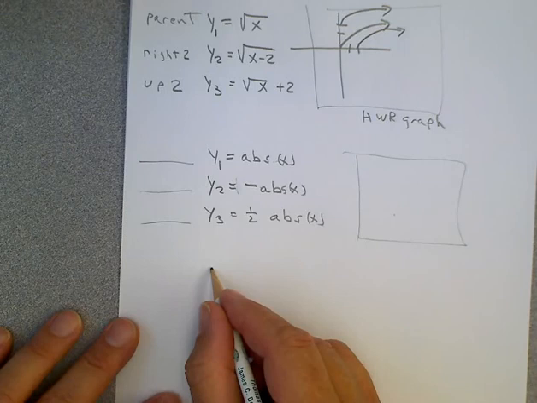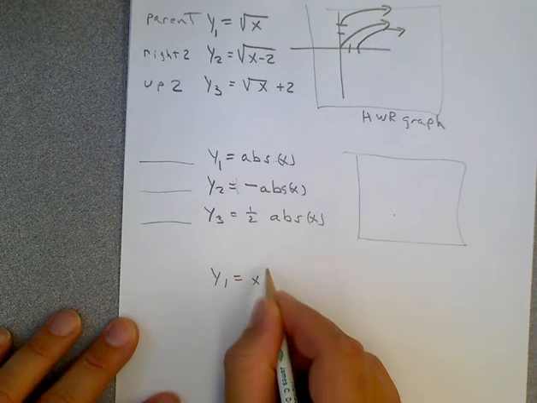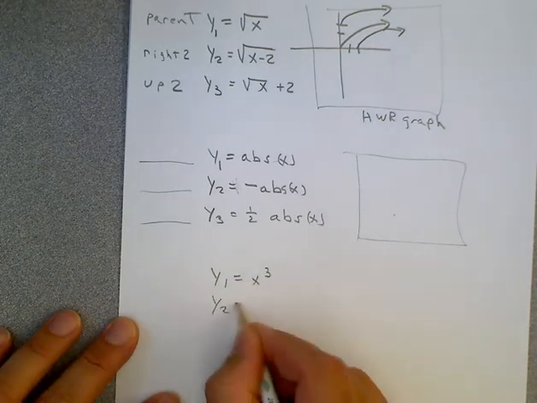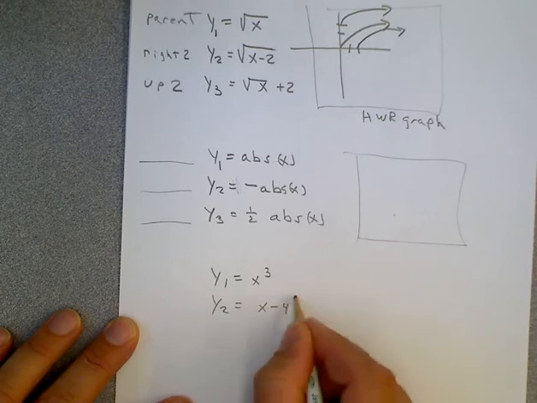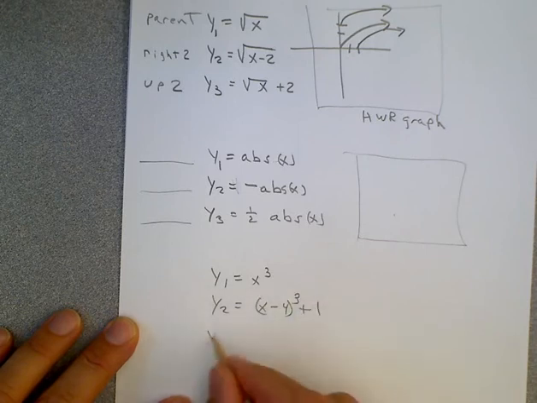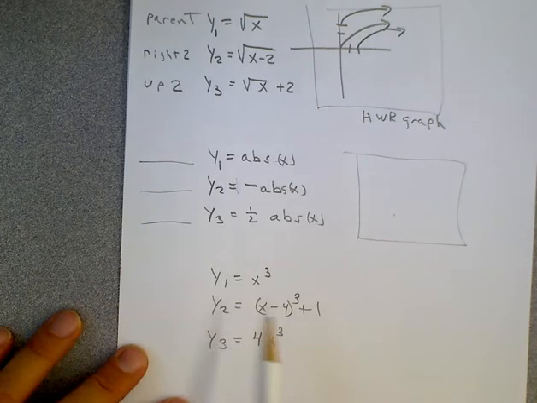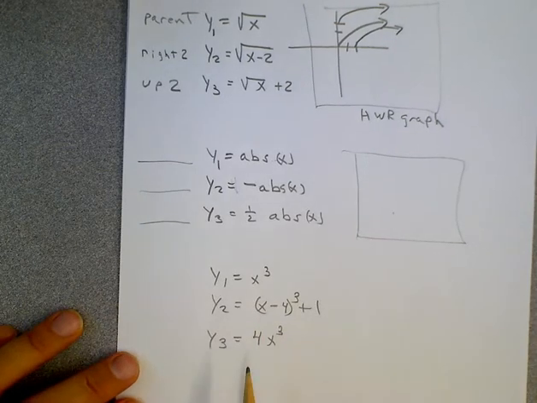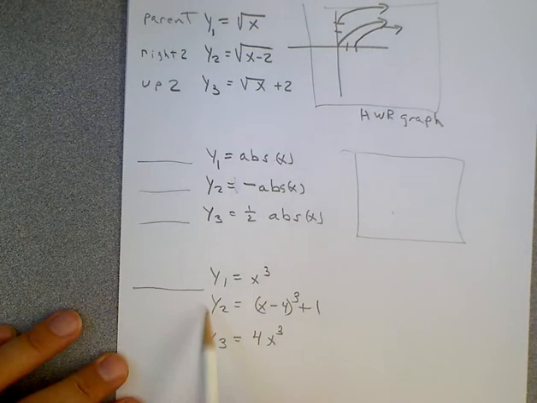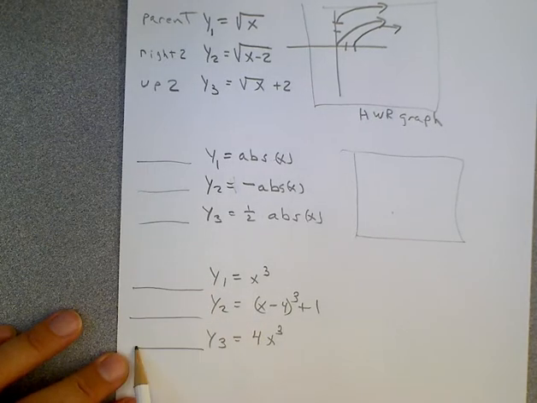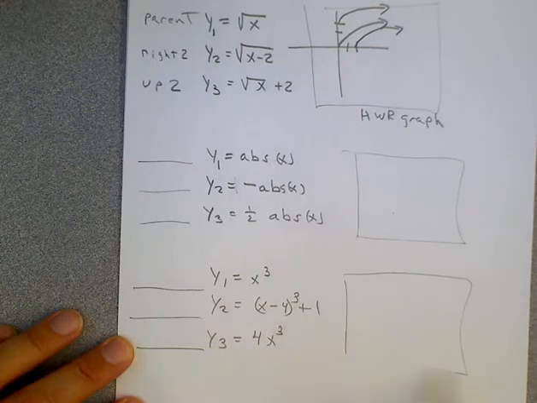Next, y1 equals x cubed. y2 equals x minus 4 cubed plus 1. y3 equals 4x to the third. And before you put these in your HWR graph, try to write down what the transformation would be in the Word document. Afterwards, take a screenshot that shows me that you proved that to yourself.